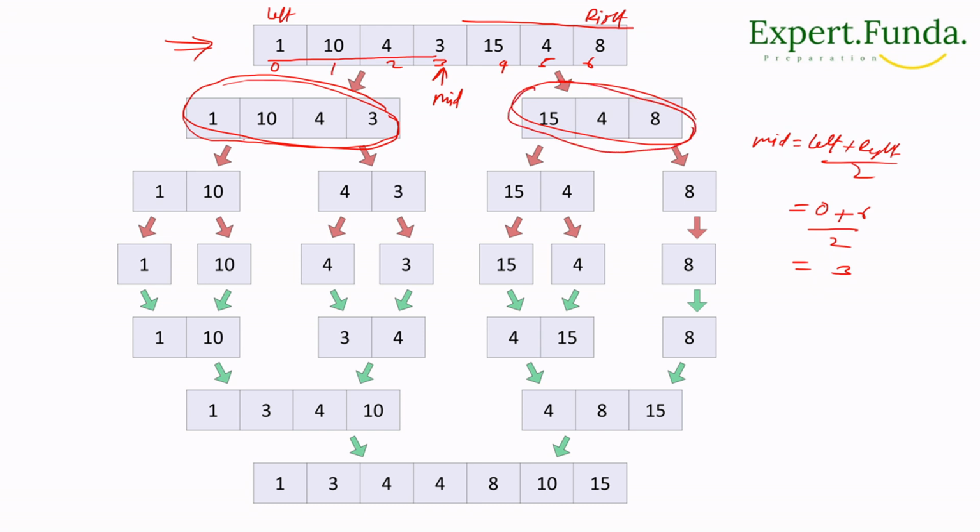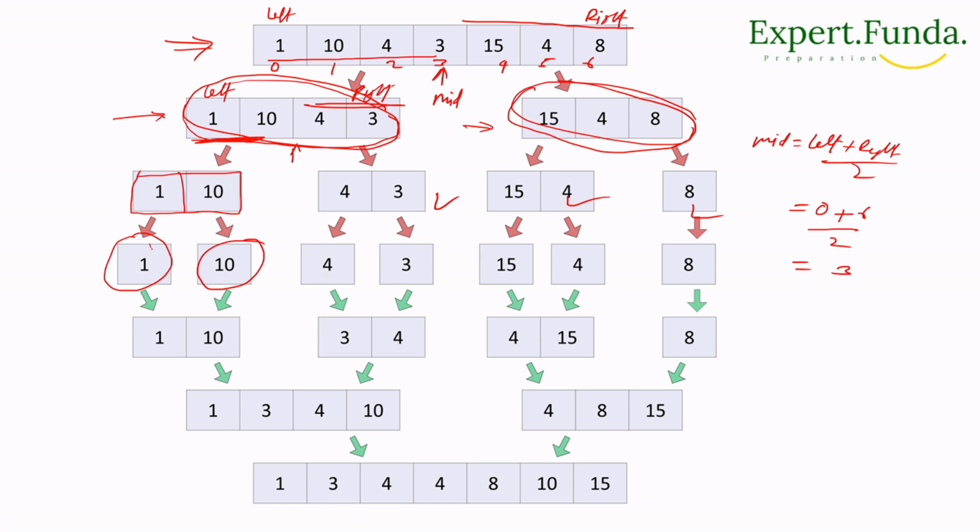Now we do the recursive call. We consider this a new array, and this is also a new array. Now this is our left and this is our right, and we compute mid, so mid will come here. This will be our first half and this will be our second half. We consider this one again as a new array, and if we halve it, we get the first half and the second half. Similarly for the others, we do first half, second half, and we get all of these.